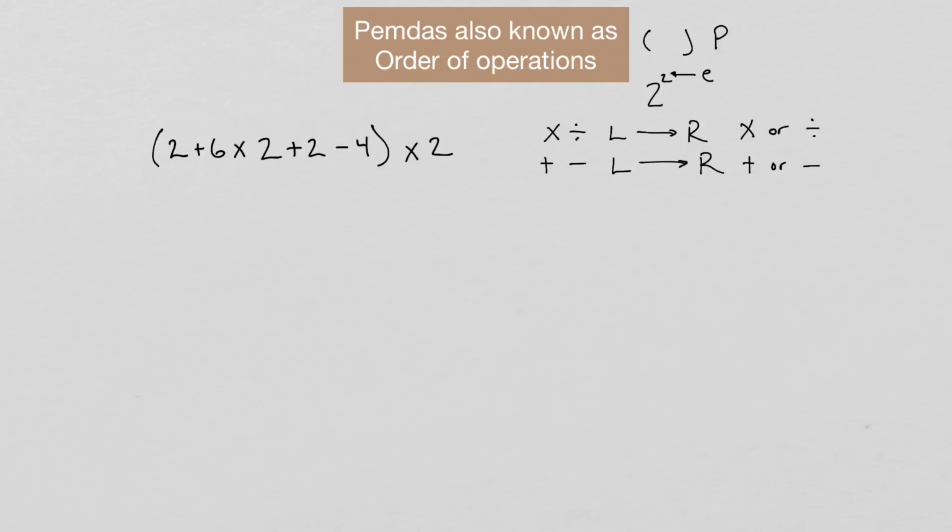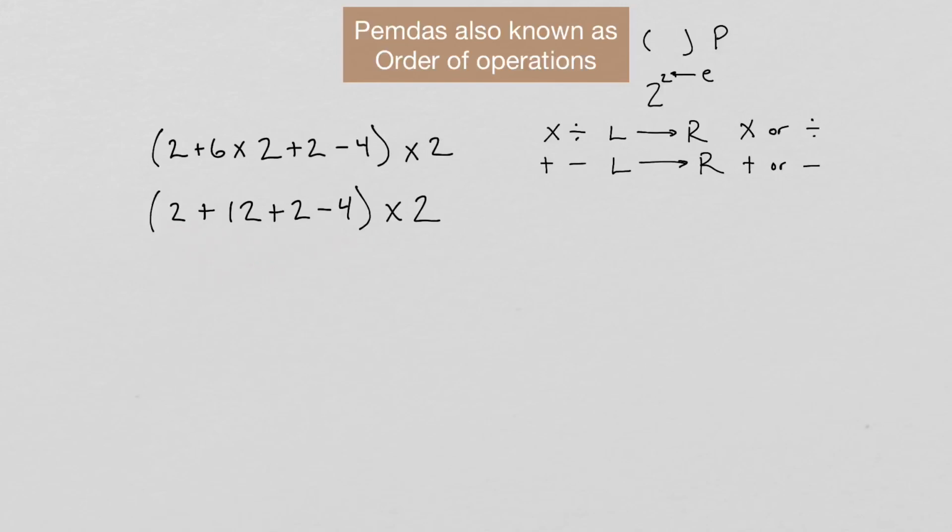Okay, so here we have one big parentheses. So let's work everything in the parentheses, working from left to right. So here we come across this multiplication. Looks like that's going to be our first operation, the multiplication. So rewriting this, we have 2 plus 6 times 2 gives us 12, plus 2 minus 4 times 2. Okay, now working from left to right, since we have addition and subtraction, whichever one we run across first, going from left to right.